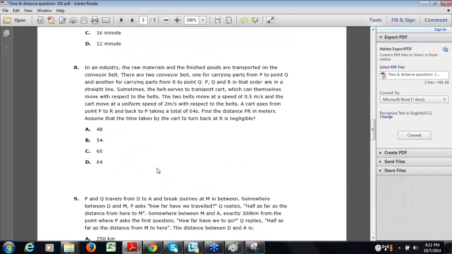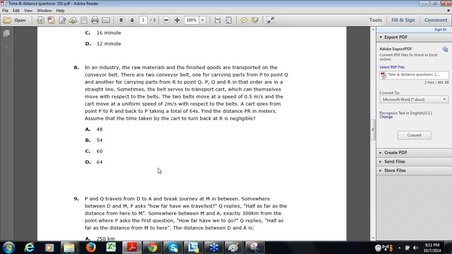Let me go to question number 8. In an industry, the raw materials and the finished goods are transported on a conveyor belt. There are two conveyor belts, one carrying parts from P to point Q and another carrying parts from R to point Q. P, Q, R in that order are in a straight line. Sometimes the belt serves to transport carts which can themselves move with respect to belts.